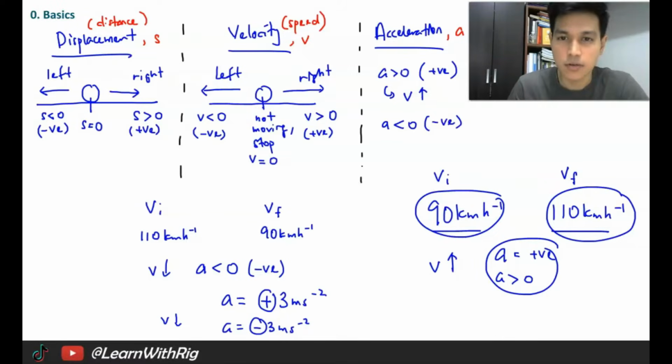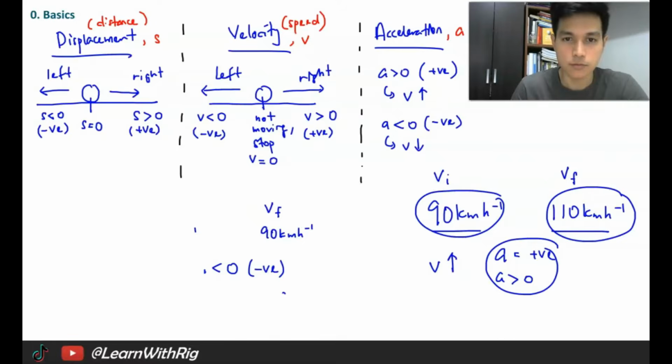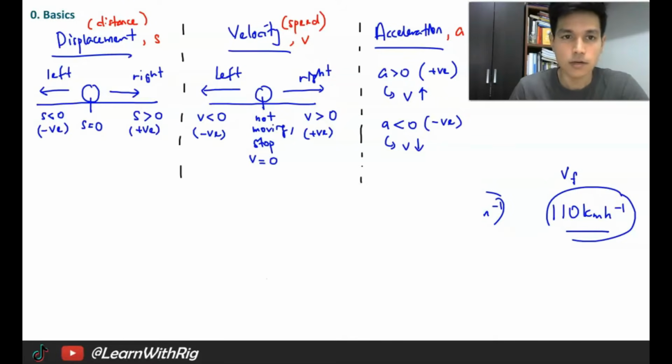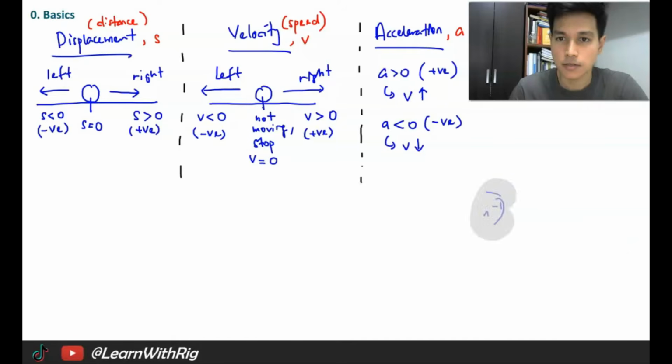This one means deceleration. In other words, you learn in physics, right? Positive means it's accelerating. If it's negative, it means it's decelerating, it's going slower. So your velocity is reducing. Clear? So yeah, this is the basic that you have to know about these three: displacement, velocity, and acceleration.